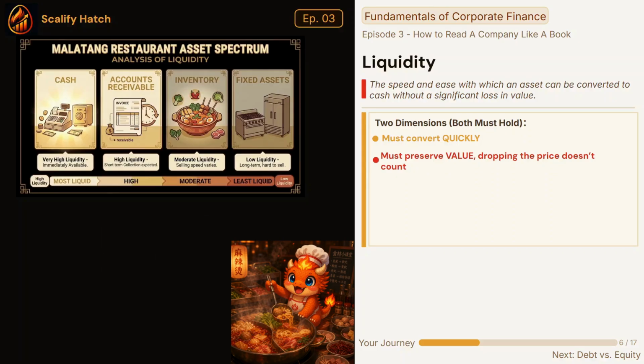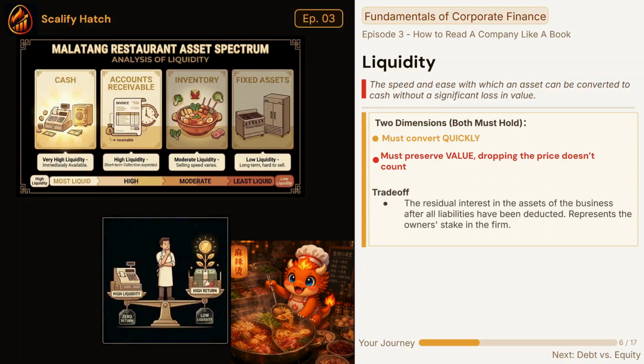And finally, here's also a trade-off. Liquidity is valuable, but it comes at a cost. The more liquid an asset is, the less it tends to earn. Cash sitting in a register earns zero return. So there's always a tension to manage. Stay liquid enough to pay your bills, but don't leave so much sitting idle that you'll be leaving profits on the table.